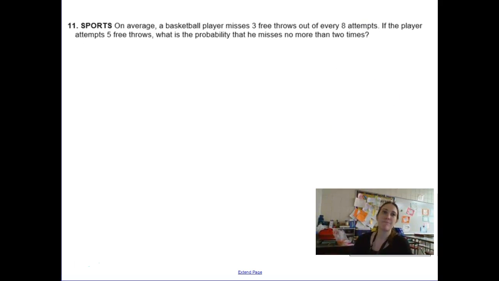All right, sports. So on average, a basketball player misses 3 free throws out of 8 attempts. That's kind of a weird way to say that they make 5, right? So they make 5 out of the 8 free throws. So instead of having it as a decimal or percent, you have it as a fraction, and that's okay. We can still type it in our calculator that way as well. But this one's a little more exciting because it says, what's the probability that he misses no more than 2 times? With binomial probability, when you use the PDF menu, it only calculates for each integer.